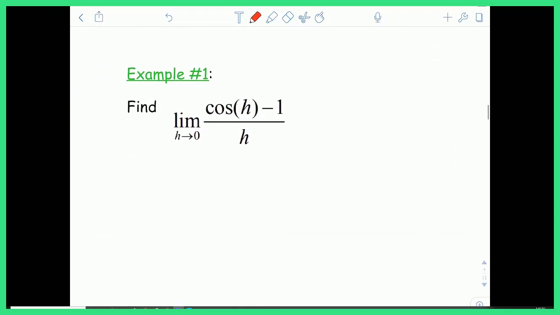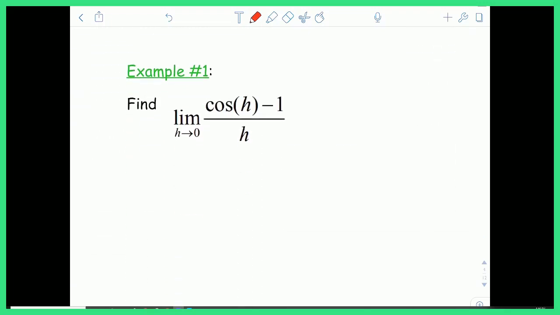In order to take a look at some of the derivatives, we need to first prove this fact. So the limit as h approaches 0 of cosine h minus 1 over h. If I were to have to solve this, I would probably try to multiply by the conjugate of the numerator. The conjugate of the numerator is cosine h plus 1, over cosine h plus 1 on the bottom as well.